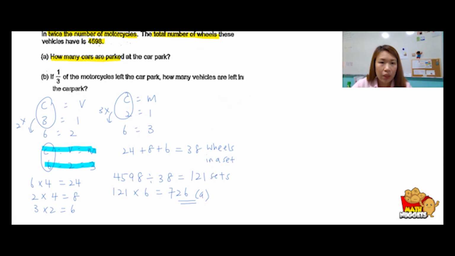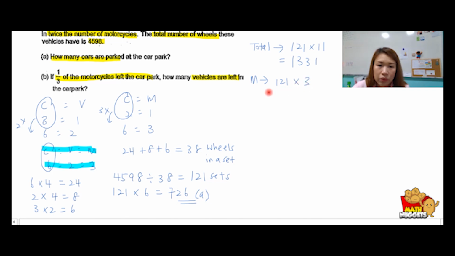Okay, then now part B, if one third of the motorcycles left the car park, how many vehicles are left in the car park? Right, so let me find out the total vehicles first. Now in one set we have 6 plus 2 plus 3, which is 11 vehicles. So we have 121 sets times 11 vehicles. There are a total of 1,331.